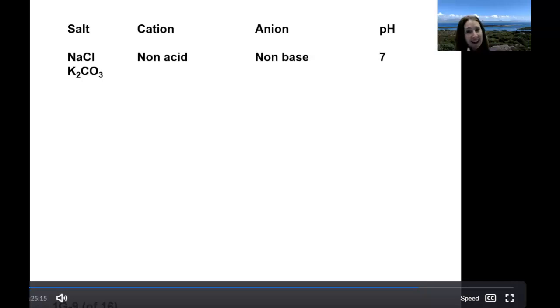See, when you start getting the hang of it, it's actually kind of fun. All right, I've got 3. I'm waiting for some more. Got a few more. K comes from KOH. Ignore it. CO3, right? That's from HCO3, which is a weak acid. So CO3 must be a weak base. This is going to be greater than 7, basic. All right, acidic, basic, neutral.